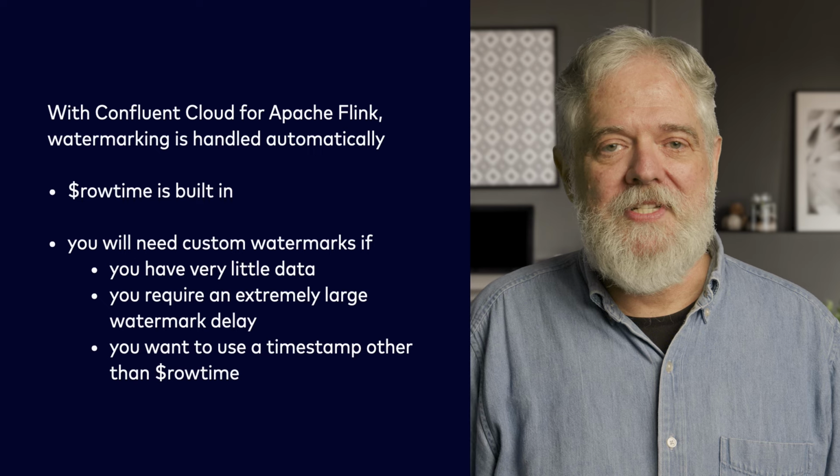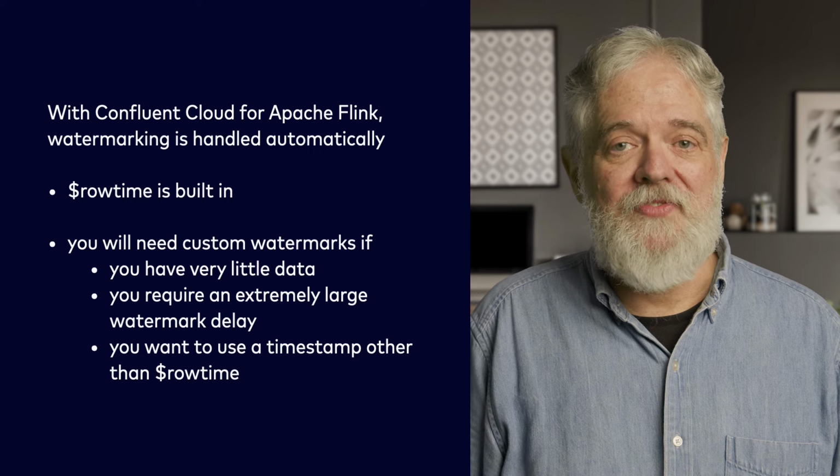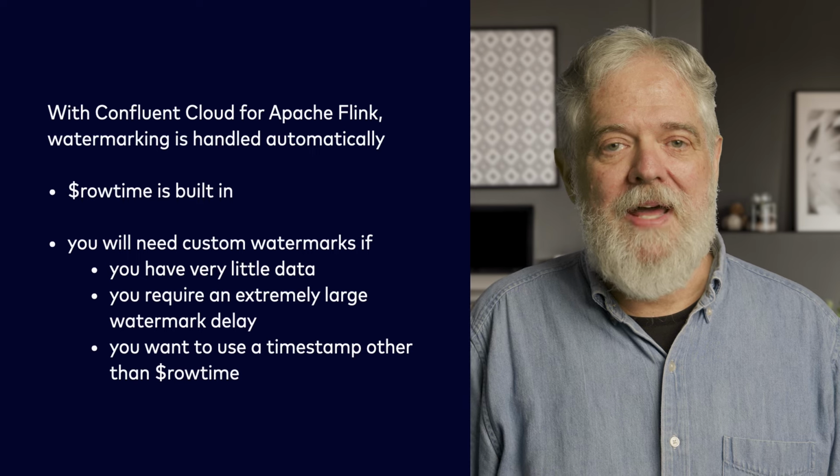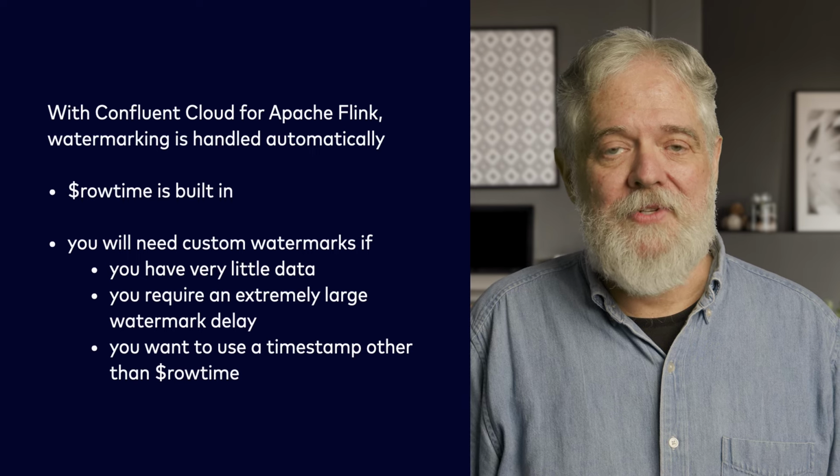Confluent Cloud exposes the Kafka record timestamps as a special field called $rowtime that you can always access. The automatic watermarking is defined on this $rowtime field.